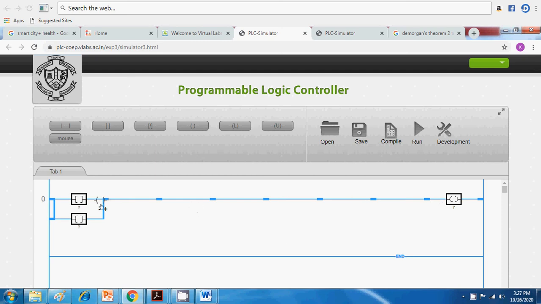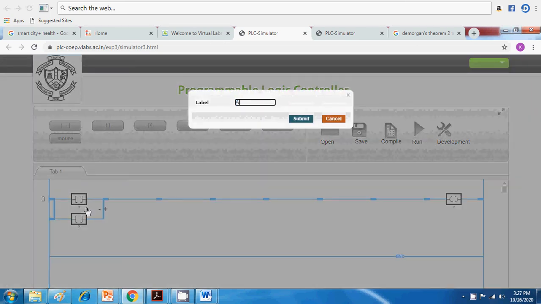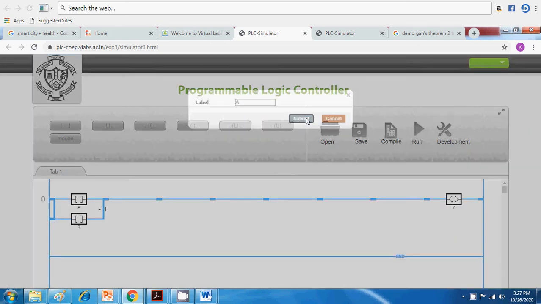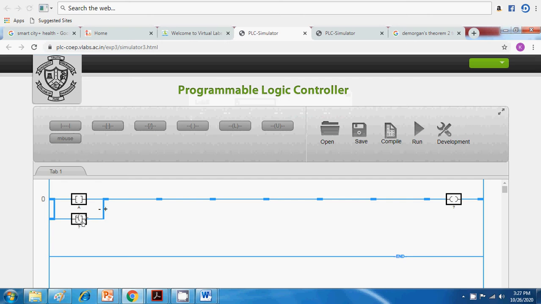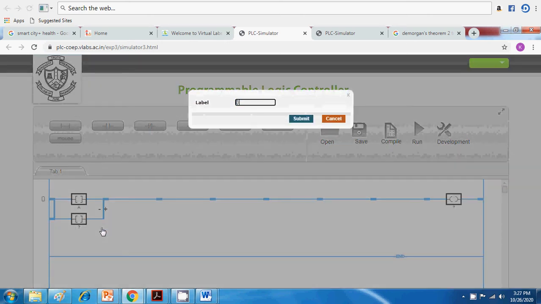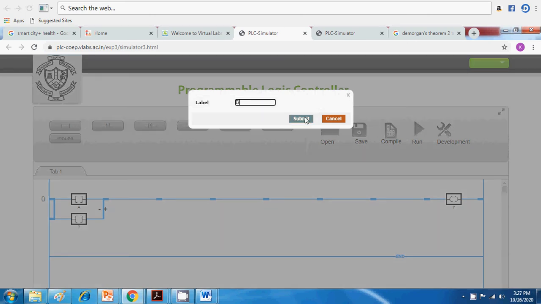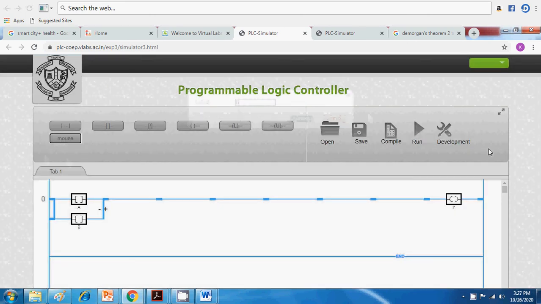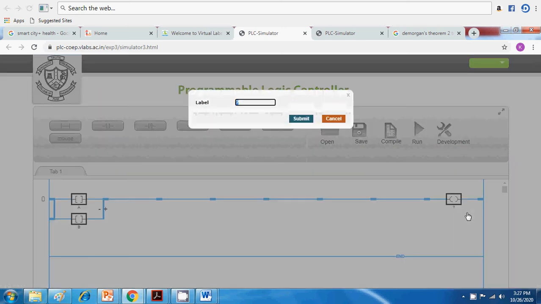So let us name them as A and B as we have given. Let us name it as A, then the second as B, and submit. Then click on this and give the tag as A plus B, and submit it.